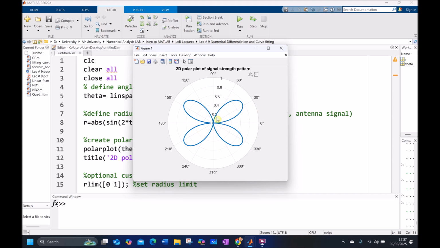Each point on the plot represents the direction and its corresponding magnitude. The symmetry of the plot reflects the angular pattern of the signal gain. Secondly, the peaks in the plot indicate the direction of the strongest signal output. And thirdly, the dips show where the signal is weaker. So this visualization helps engineers and scientists design and evaluate directional behavior in real-world systems.